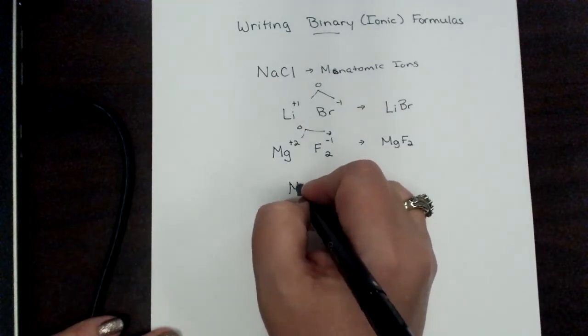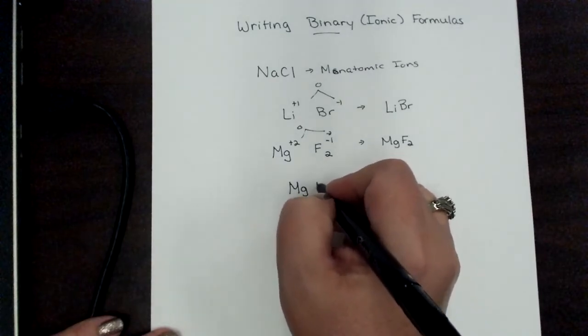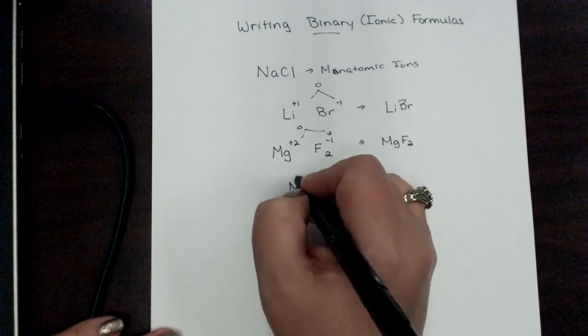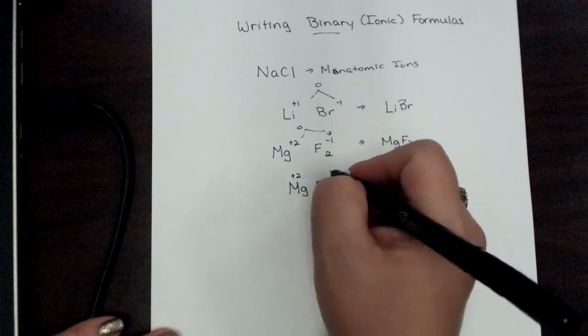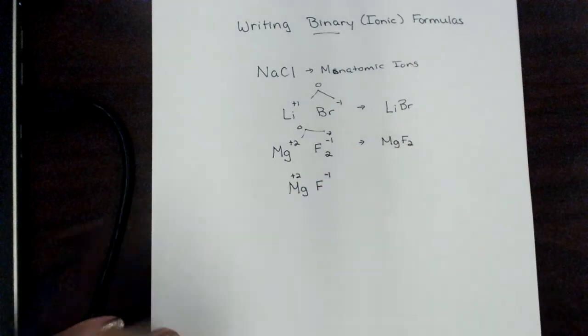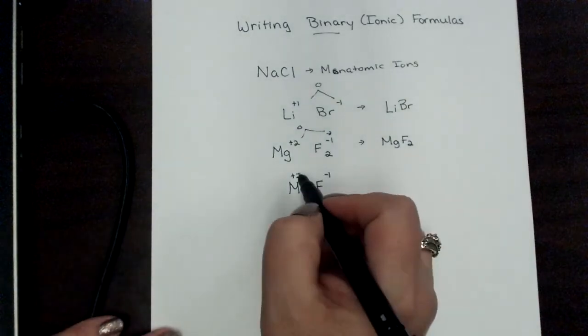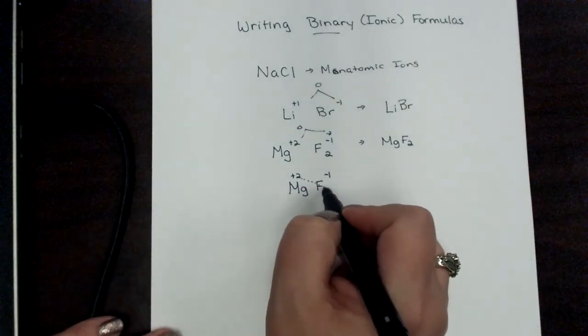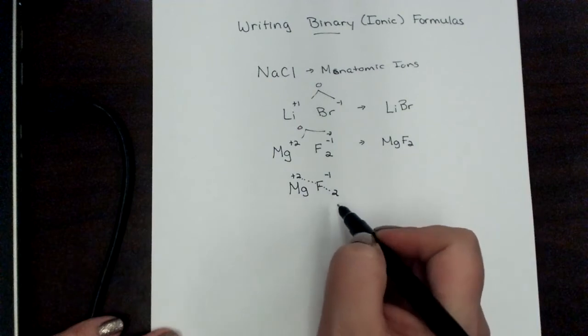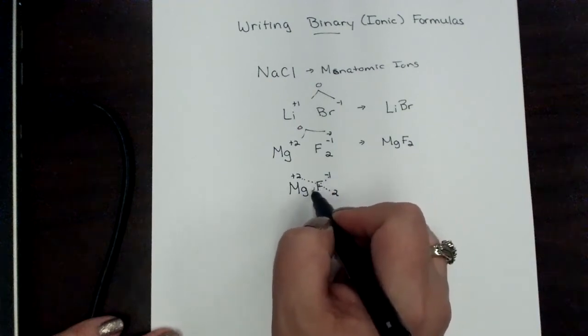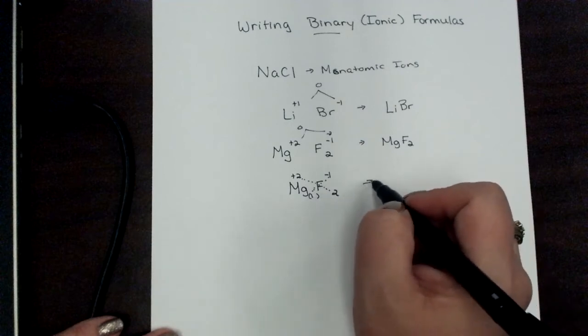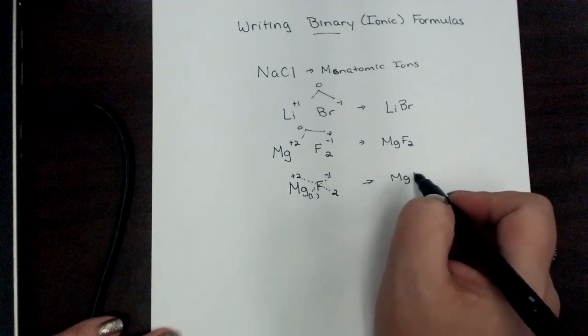Now that's one way that you could do it. Another way that you could do it is called the crisscross method. Magnesium has a +2, fluoride has a -1. I'm going to take this 2, drop it down here, and this 1 goes right here, and of course a 1 is understood. So my answer would be MgF2.